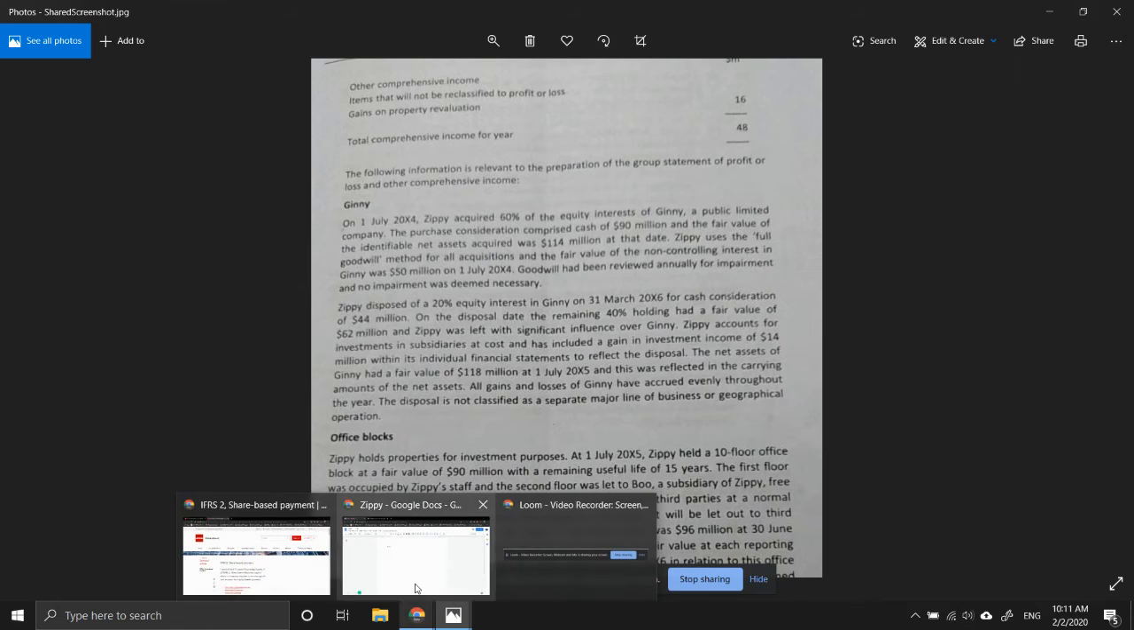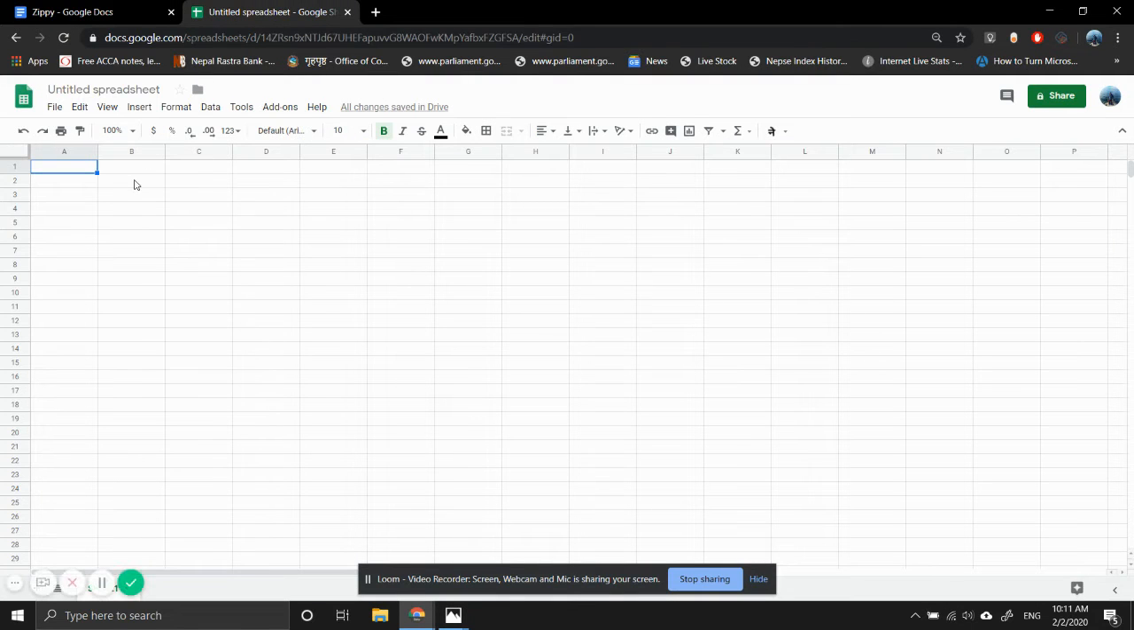So what do we do then? Let's calculate goodwill first of all. Note 1, group structure: parent, NCI. So 60 and 40, right? 60 and 40. And then after that, working: calculation of net assets of subsidiary.